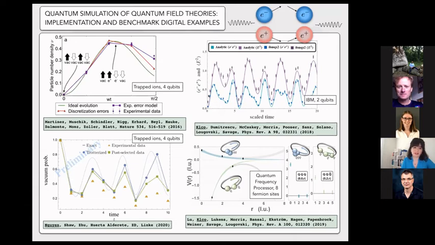And we've also been benchmarking the same model on the trapped ion digital quantum computers that exist in Maryland. And because of the nice features of the system, we've been able to actually reach far longer simulation times than was possible before with other systems.